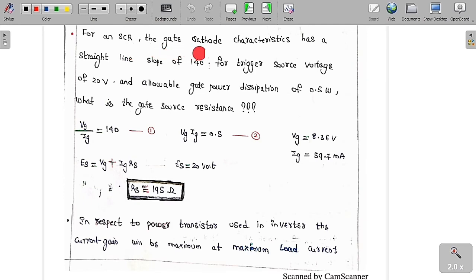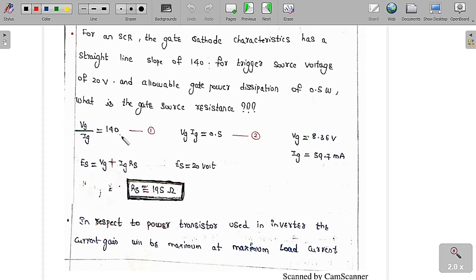For an SCR, the gate cathode characteristic has a straight line slope of 140. For a triggering source voltage of 220 volt and an allowable gate power dissipation of 0.5 watt, what is the gate source resistance? In the question they have given that for an SCR, the gate cathode characteristic has a straight line slope of 140. Straight slope means Vg by Ig is equal to 140. So it is a ratio of Vg by Ig.